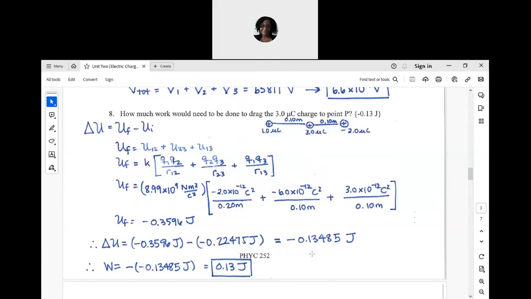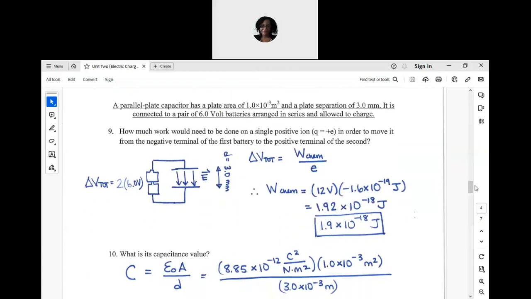0.13485 joules, which is itself the negative of the amount of work done. So in other words, calculate delta U, multiply that by negative 1, and you have work. That is 0.13 joules.